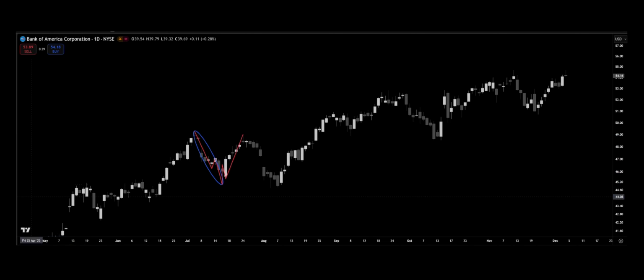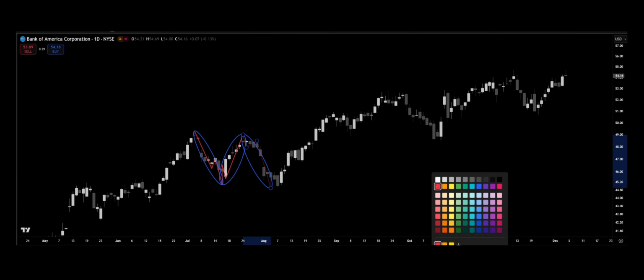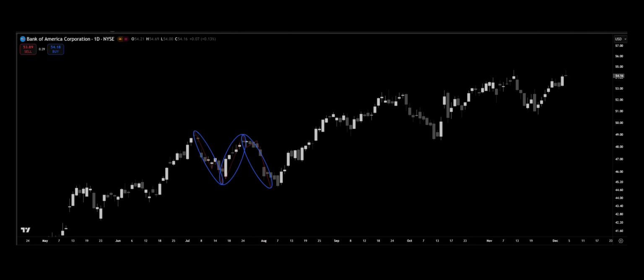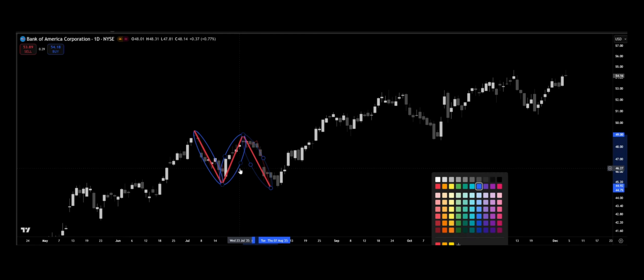Dynamic equilibrium, the rotating center of price. These oscillations represent price rotating in a circular, parabolic motion around something called a dynamic equilibrium. This equilibrium is not a fixed number. It is a constantly shifting zone, a temporary balance between time and price, adjusting in real time as new liquidity enters the market.